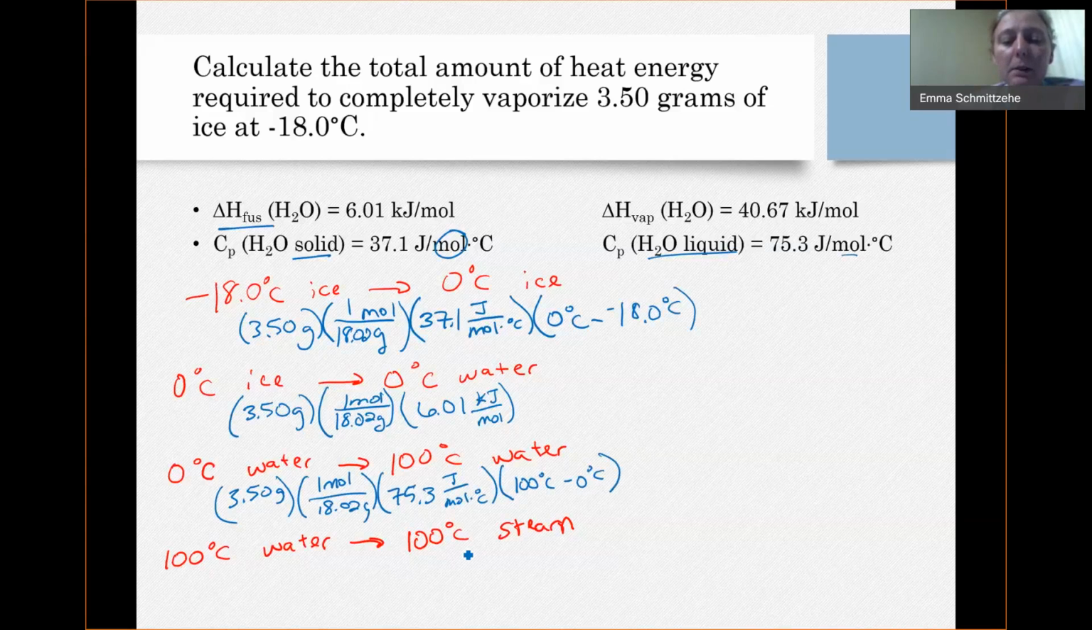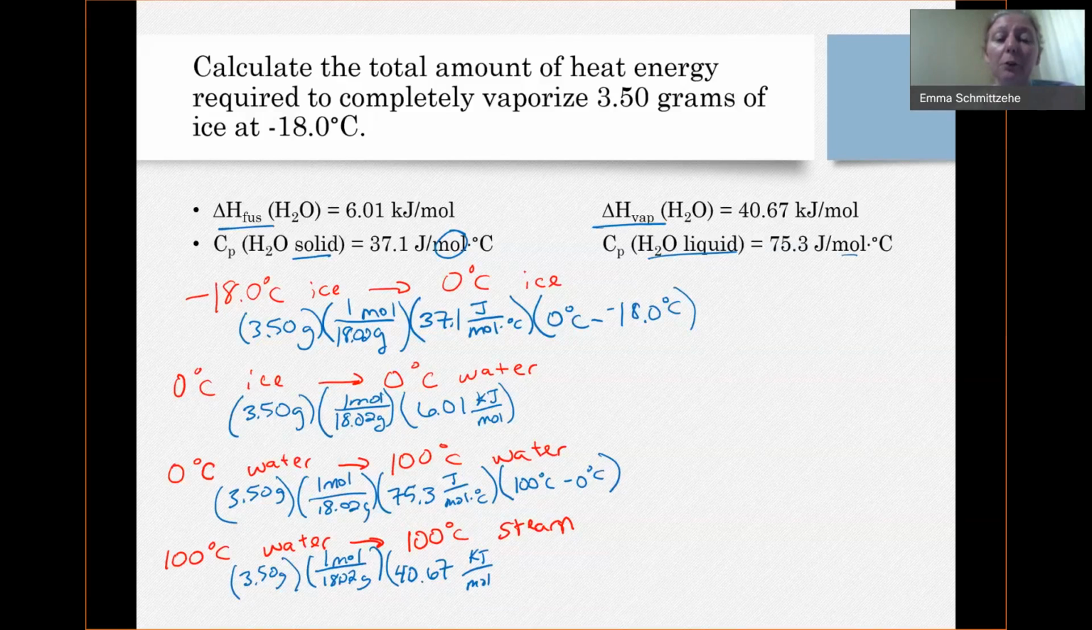And then the last step is a phase change. The phase change in this case is a vaporization, so I need the delta H of vaporization, and that is in kilojoules per mole. So again, I'm going to take the 3.50 grams and convert it to moles. That's supposed to be 18.02 grams per mole. And then multiply it by the 40.67 kilojoules per mole. And so you'd calculate each one of those and then you'd add them together.